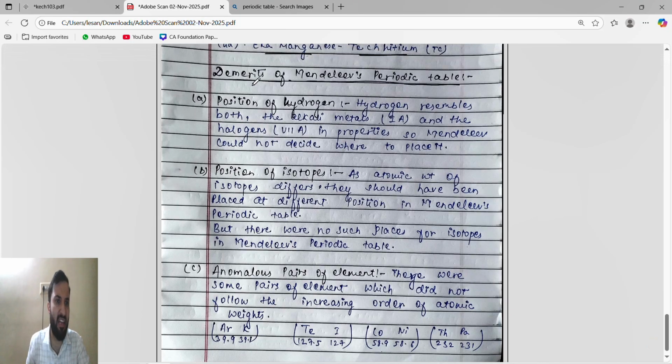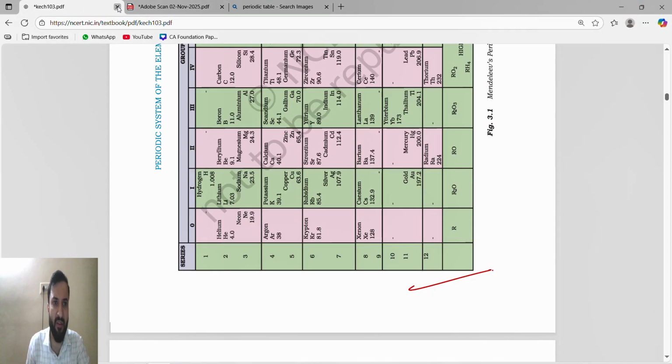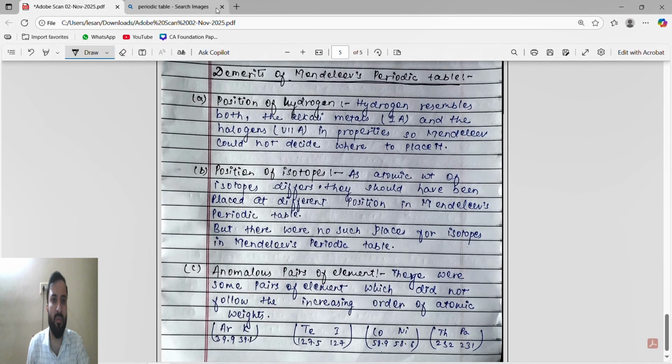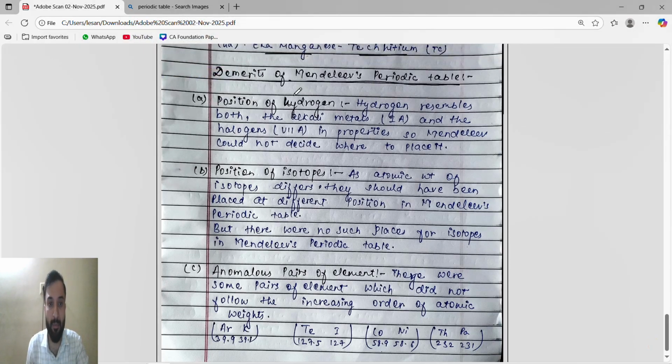So the people will come with demerits. People were like, भैया नहीं, you are doing a good thing, we are not happy with you, एकदम तुमसे खुश नहीं हैं हम। So what are the demerits of Mendeleev's periodic table?